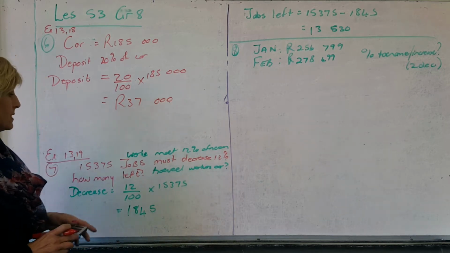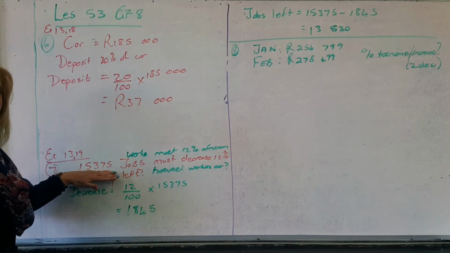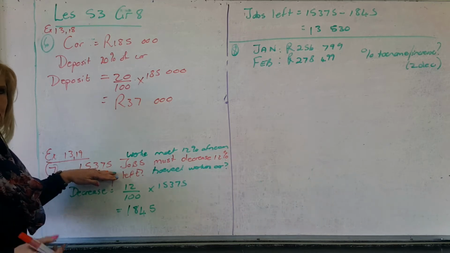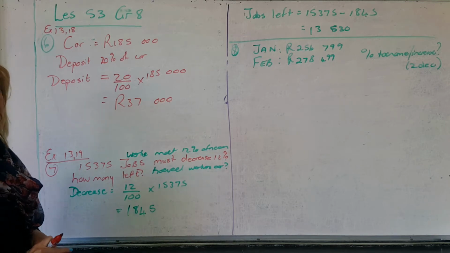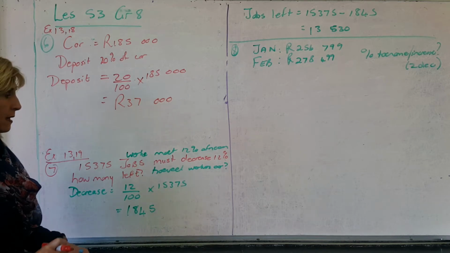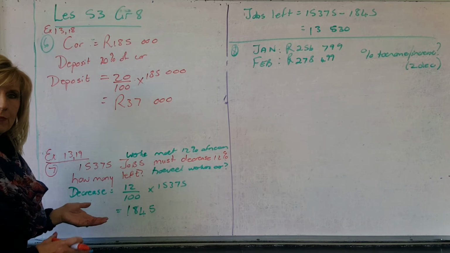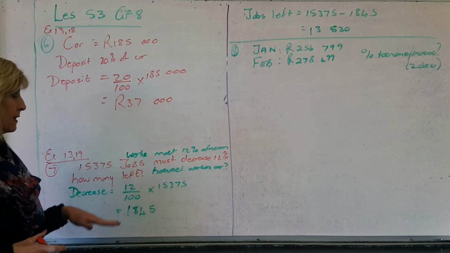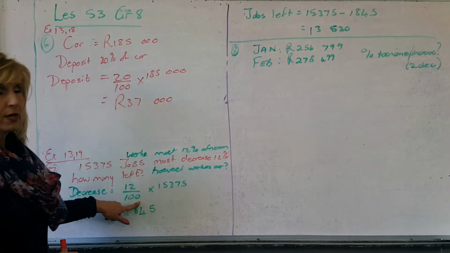Goed, nou by vraag 7 het hulle gesê, daar is 15375 werke, daar's werksgeleenthede of werke, jobs. That must be decreased with 12%. We all know the situation in South Africa at the moment. Jobs decreasing, people being laid off, this is terrible. They say 12% decrease. Whatever it is, if it's jobs or money, or people, or cars, or whatever, that must be decreased.